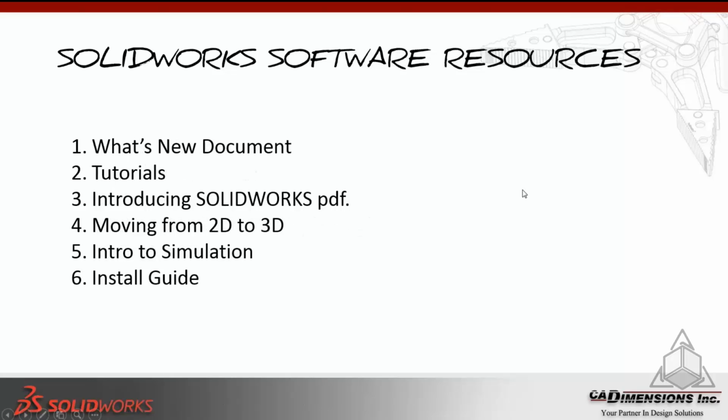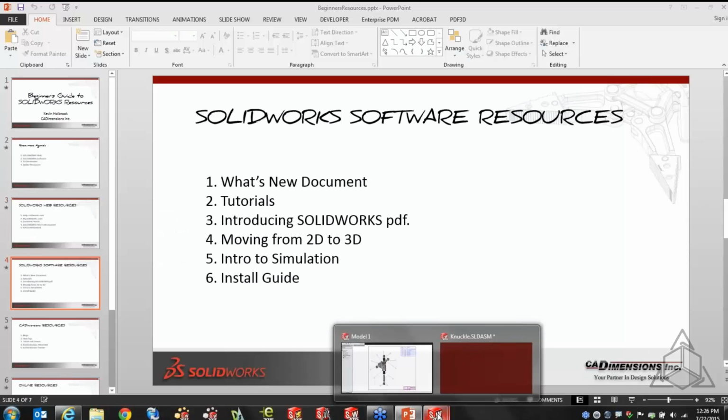So let's continue on. What does the SolidWorks software provide us for resources? Well, for each new release, we get a document called the What's New document. I'll show you where that is. I want to show you a little bit about the tutorials in SolidWorks if you haven't tried them. There's a PDF file called Introducing SolidWorks, one called Moving from 2D to 3D, another one called Intro to Simulation, and then there's an installation guide that are all within the interface, and I'll show you where to get those resources. So let's go into SolidWorks for a moment.